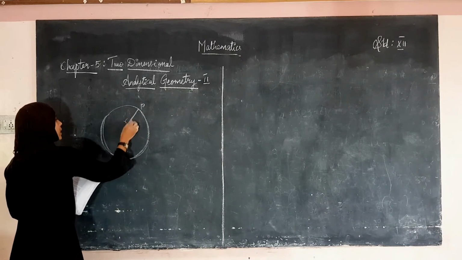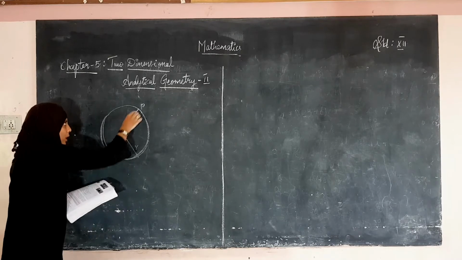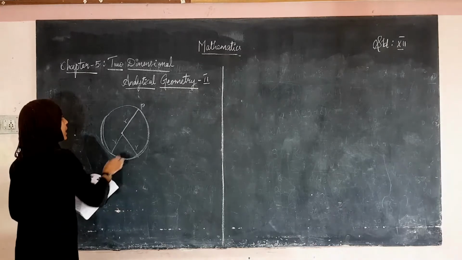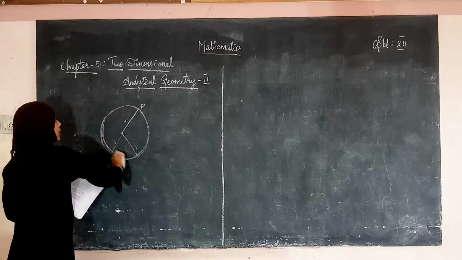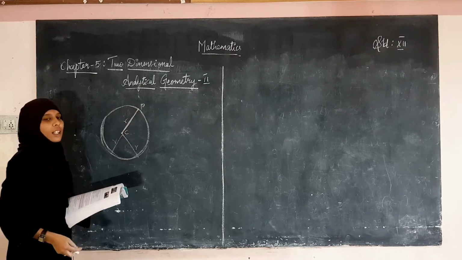So if this is r, this is also r, and this is also r. That is, this point moves around the other point at the same distance. Therefore, it makes a circle. This is said to be the center and the distance is said to be the radius.